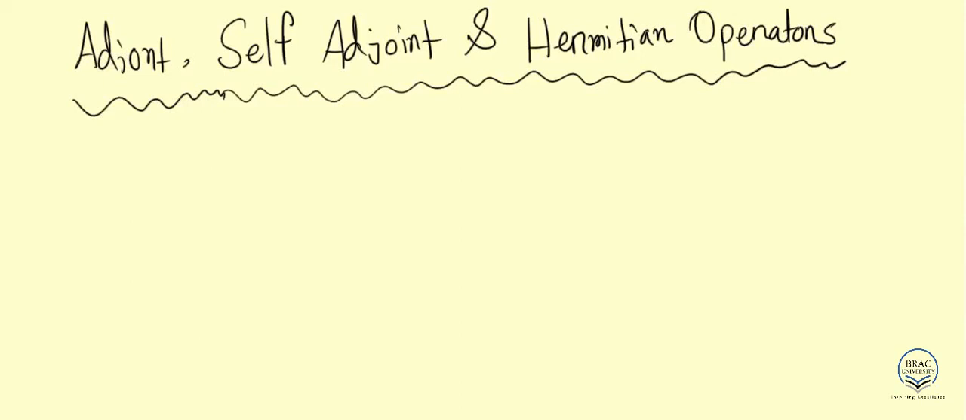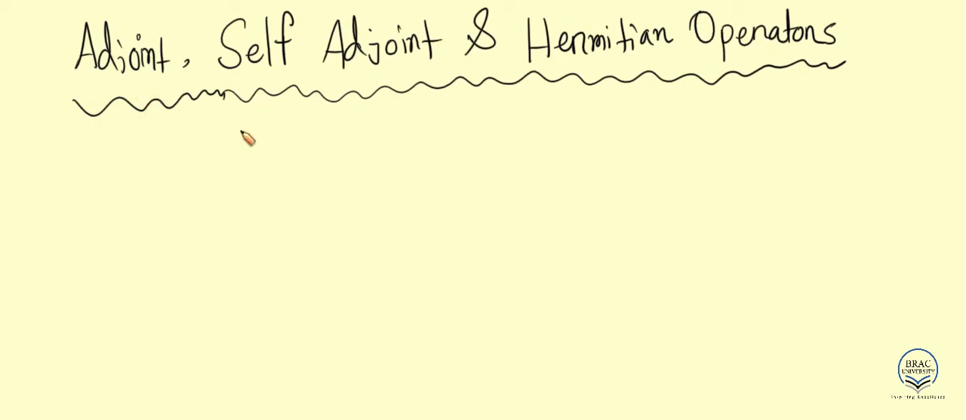So in our previous lectures we promised that in this lecture we are going to talk about adjoint. There should be an I over here. We are going to talk about adjoint, self-adjoint and Hermitian operators, and we are going to discuss why they are very important for us, especially for physicists.